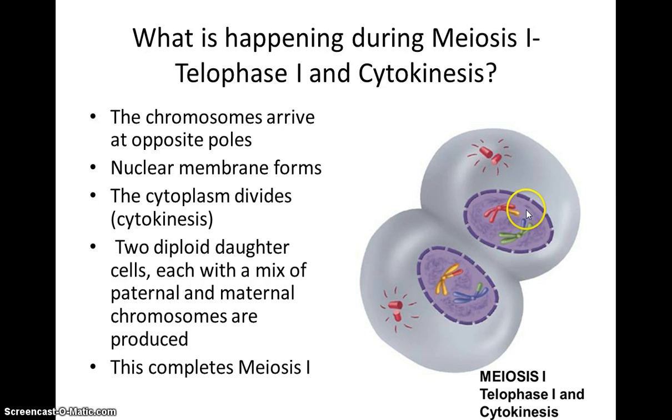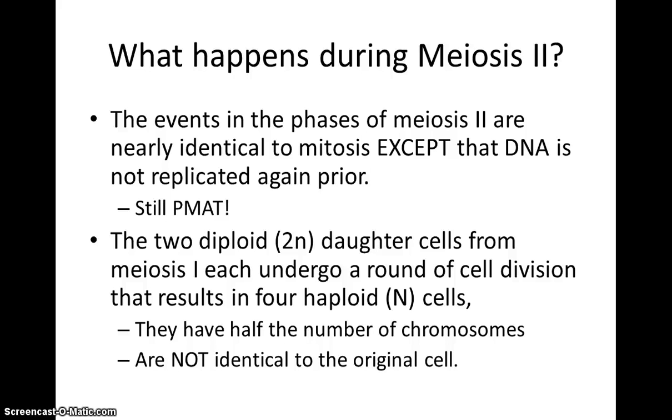And I do want to point out here that these are diploid still. It's 2 sets still, because if you look, you have 2 sets of each chromosome. And this is going to be a mix now because crossing over has already happened, and this is now the end of meiosis 1.